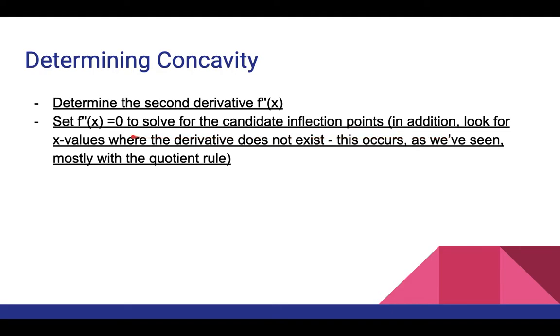In addition, we also look for x values where the second derivative does not exist. As we've seen, this occurs mostly with the quotient rule. So the candidate inflection points are going to be where our second derivative is equal to 0 or does not exist.